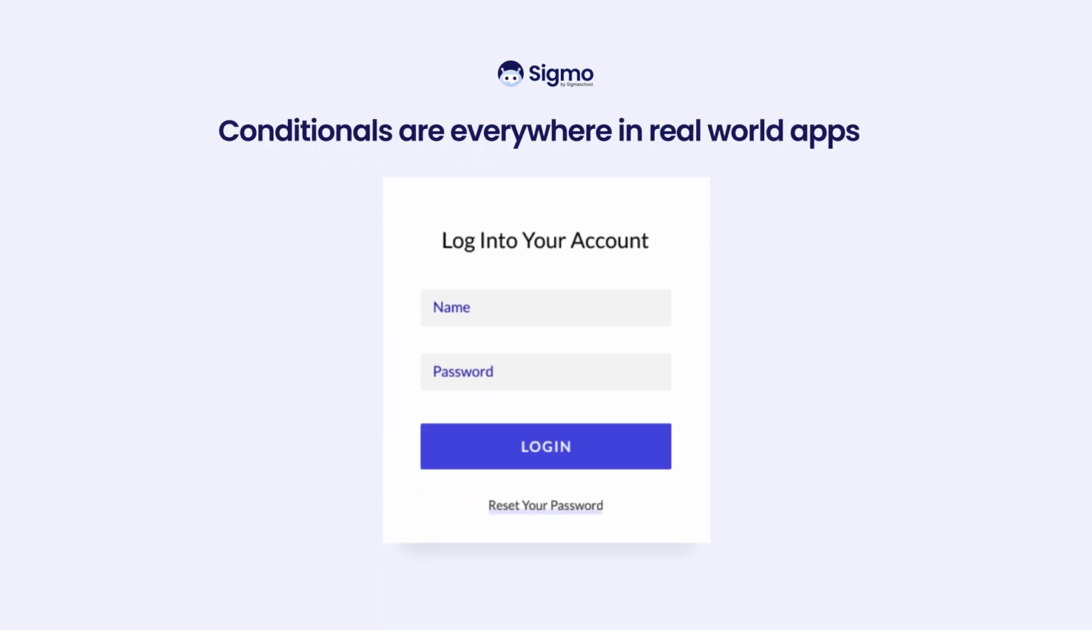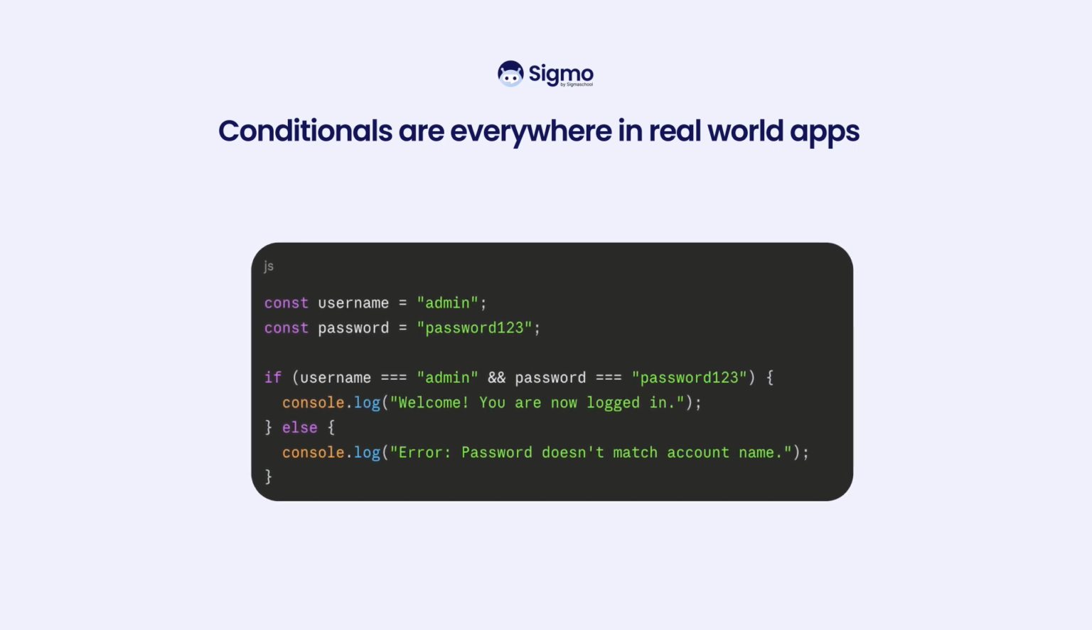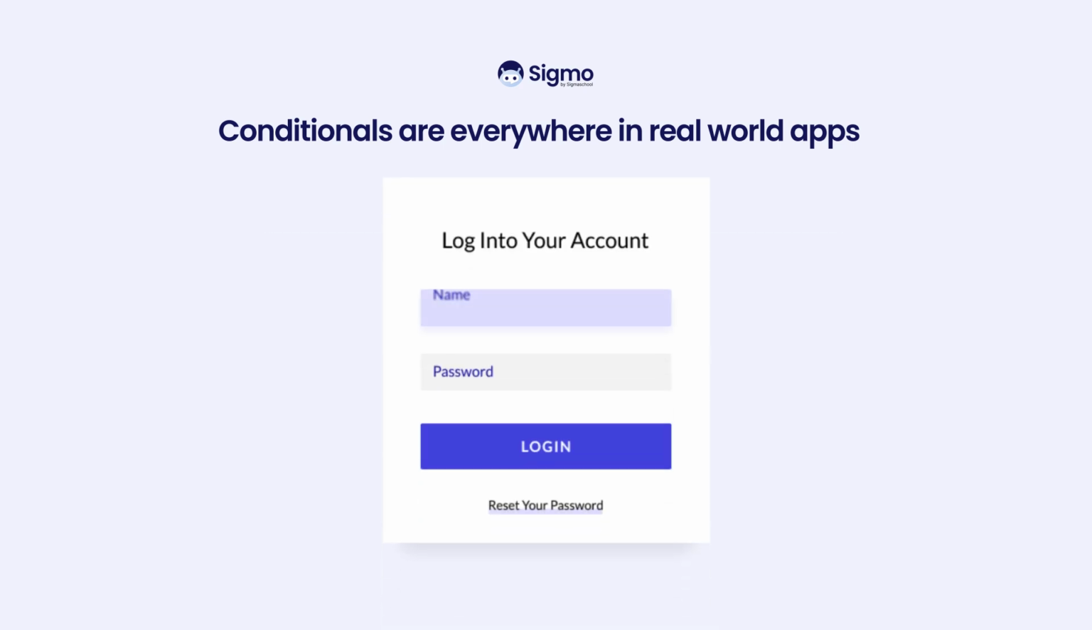Think about a login page. When you enter your username and password and hit login, the app is running a conditional behind the scenes. If the username and password match what's in the database, let the user in. Else, show an error message. That's it. That's a conditional doing its job in a real product used by millions of people.